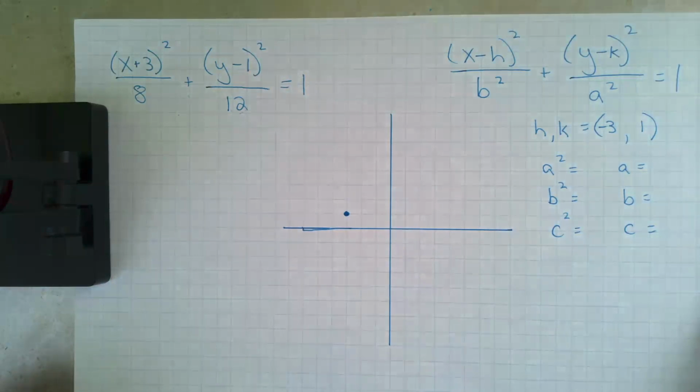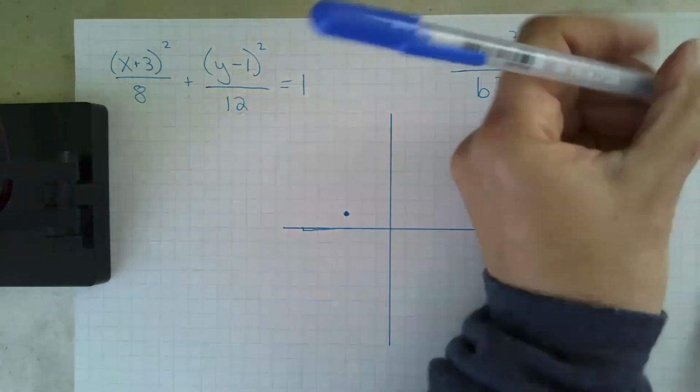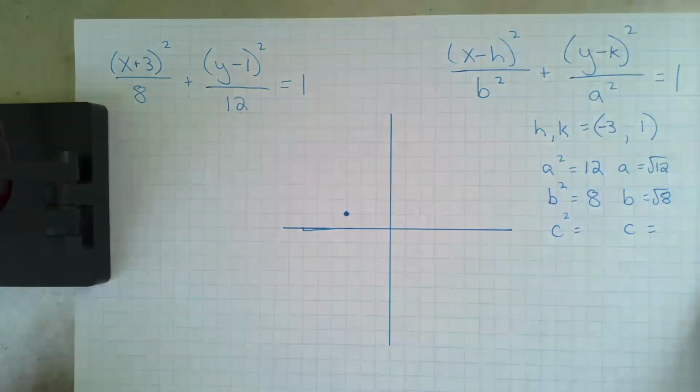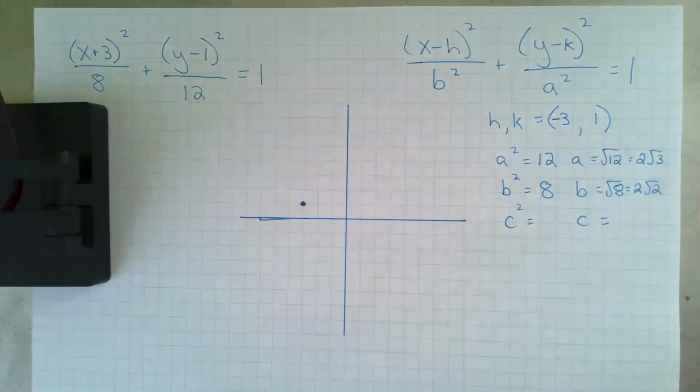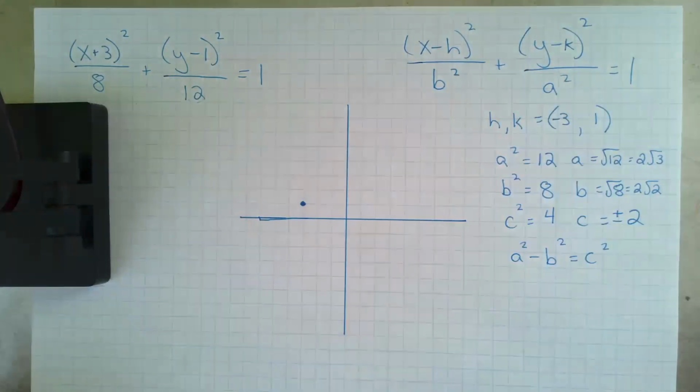Now, I'm going to fill in my a squared and b squared, and then I'm going to find my a and b. And I always write it like this so that I don't ever get confused and think that 12 is my a. 12 is my a squared, which makes my a root 12 and my b root 8. And I'm going to simplify those to 2 root 3 and 2 root 2. If you've forgotten how to do that, then go ahead after this video and watch one of my videos on simplifying radical expressions. And then finally, I'm going to write down my Pythagorean relationship for ellipses, which is a squared minus b squared equals c squared. And so that means my c squared is 4, and my c is plus or minus 2.